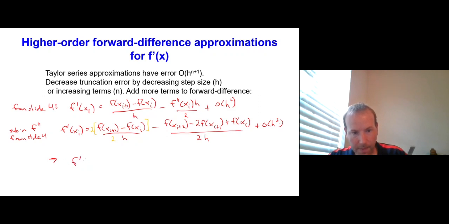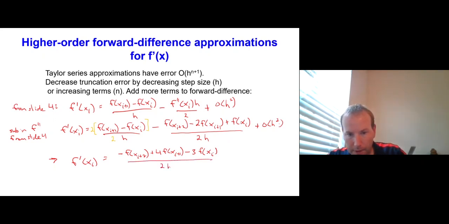And simplify this down a bit. So we find that f'(xi) is given by negative f(xi+2) plus 4 f(xi+1) minus 3 f(xi), and the denominator is still 2h, and the error is on the order of h squared.